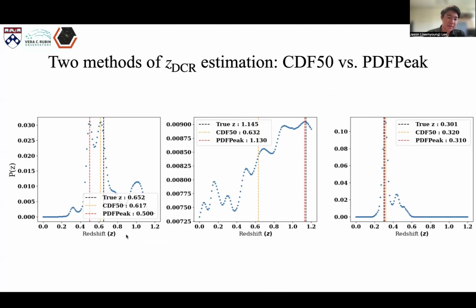On the left here is a case where CDF50 performs better, and you can see that the PDF is multimodal, but the higher peak does not correspond to the actual redshift. In the middle, we're looking at a case where PDF peak performs a lot better than CDF50, and you can see that here the amplitudes do not vary very much throughout all redshifts, but the highest peak indeed corresponds to the actual redshift. And on the right here, you're looking at a case when CDF50 and PDF peak both perform very well, and this is because there is a very distinct peak.